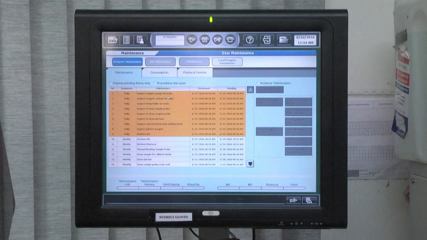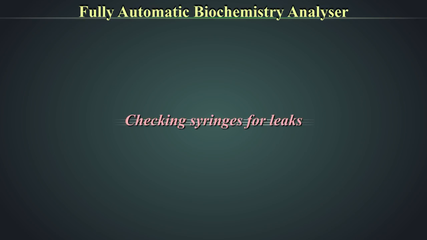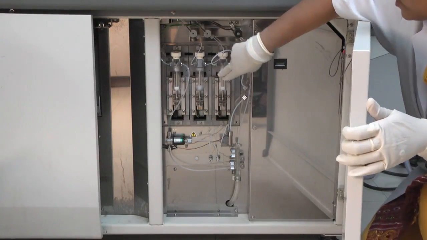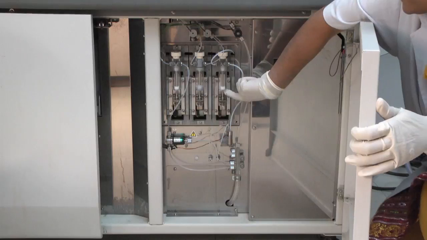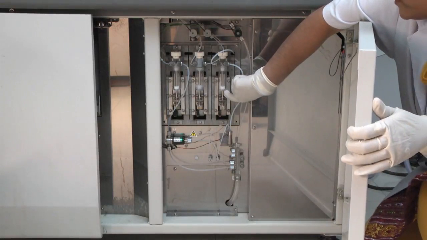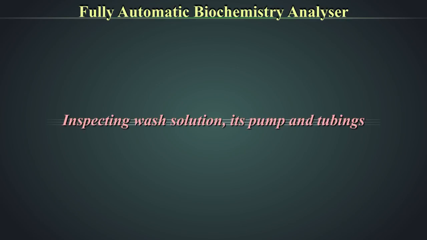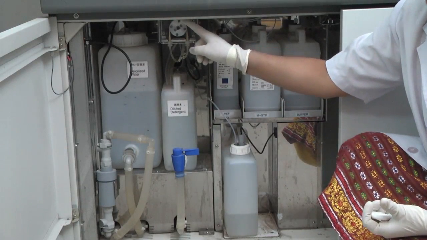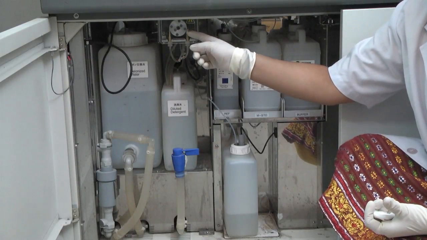They more or less include checking all syringes for leaks, visual inspection for any cracks or leaks or condensation, verifying if they are screwed tightly, inspecting the wash solution, its pump and tubings. Visually inspect the pump and tubings for any cracks or leaks. Check if the solution is enough for the day's use.